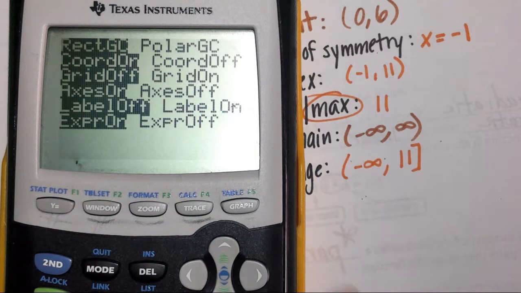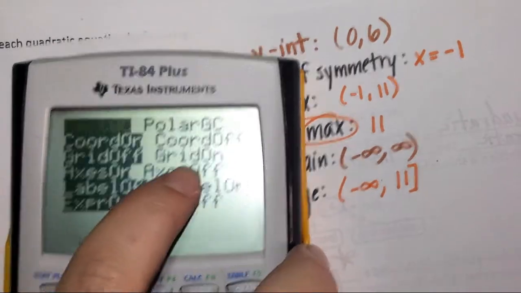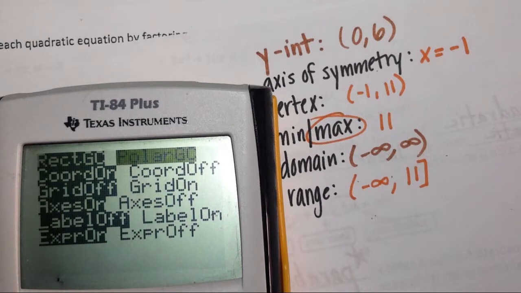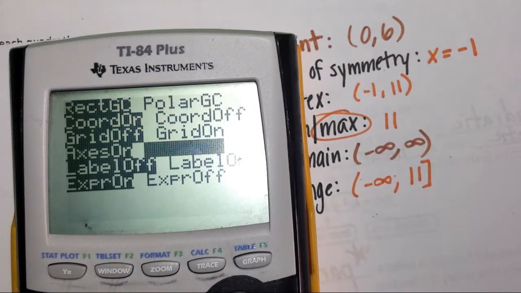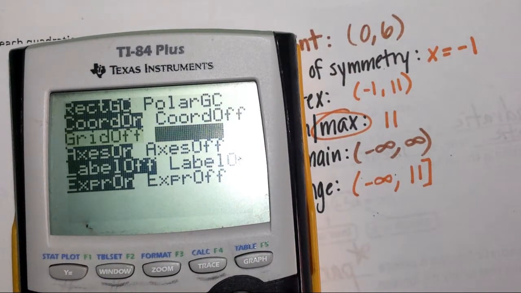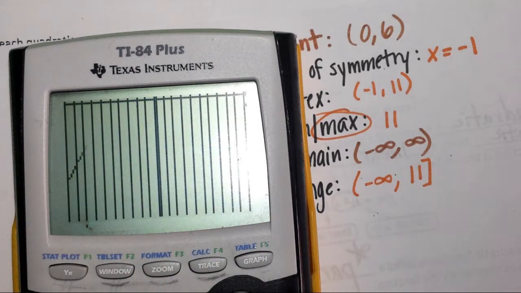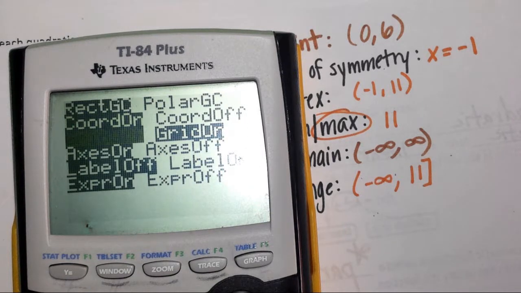Oh, that's cool. If you wanted to see the whole grid, you could turn that on. So when you press graph, it would actually show all the things. Now, why you want to see that, I don't know. I don't normally mess with format, but that's cool. I didn't know you could do that.